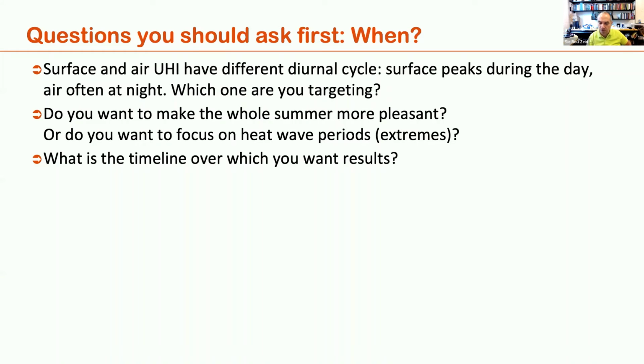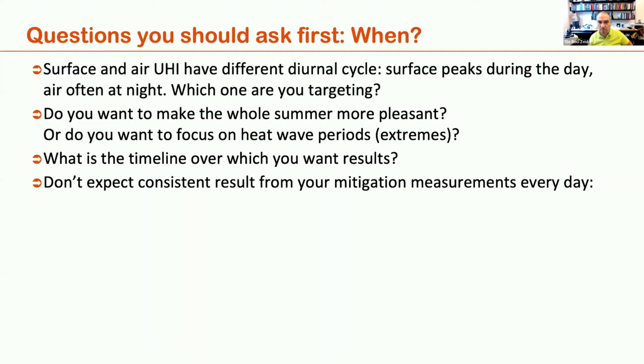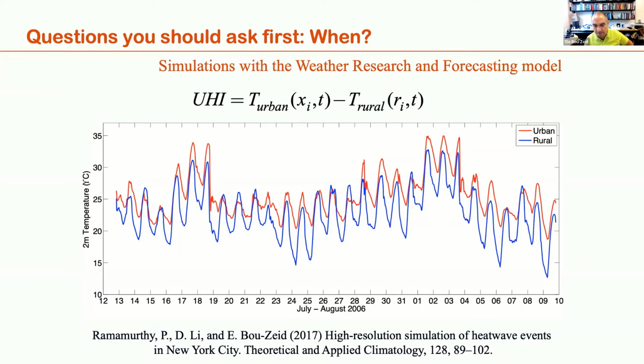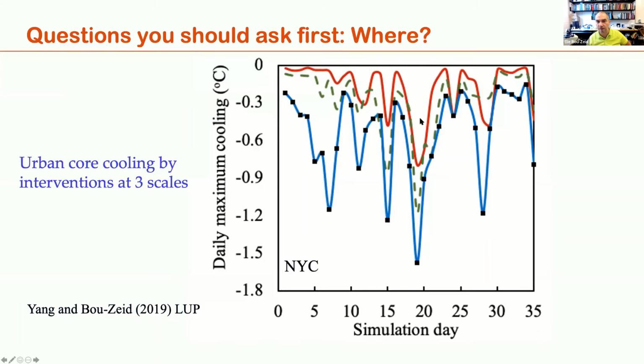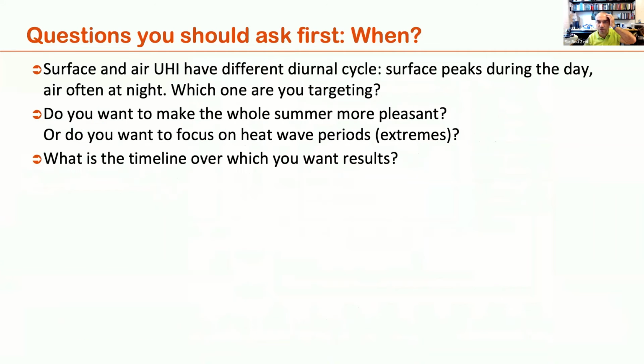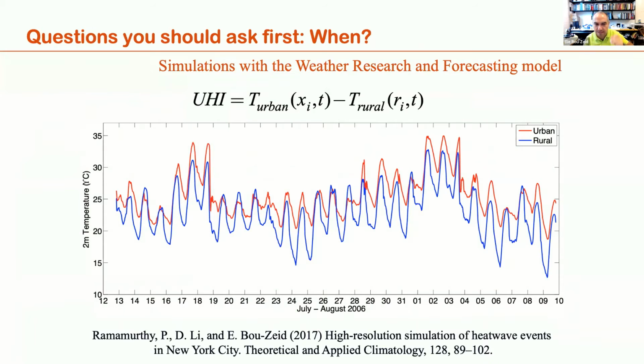What is the timeline over which you want to obtain results? And as I showed in the previous slide, don't expect consistent results from your mitigation measurements every day. This is an example again. So if I go back here, again, I told you that the cooling benefits, let's say over New York, were very variable. And even without intervention, when you ask the question of when, you notice that in this simulation over New York, if you look at the urban and rural temperature separately, you'd notice that on this night, you had a 2-meter air temperature difference of about 8 degrees between the rural areas and the city.